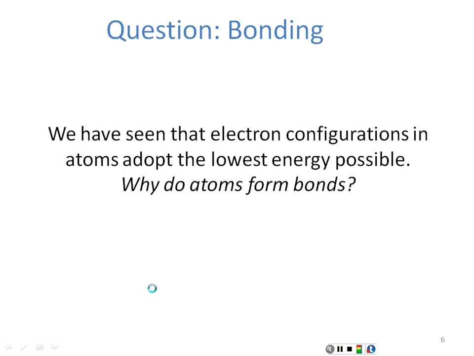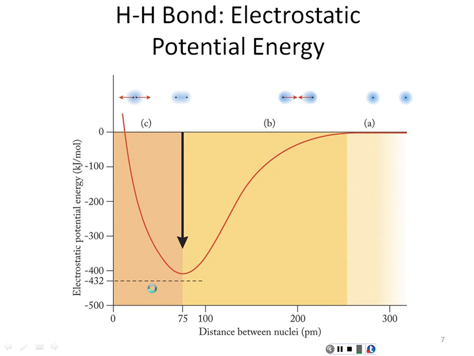So the big question is, in Chapter 8, we saw that electron configurations in atoms adopt configurations that give the lowest energy possible. So if you have these atoms and their electrons are at the lowest energy possible, why do two atoms come together to form a bond? The answer to this is the same answer as for many things in nature. Bonding lowers energy. How does it do that?